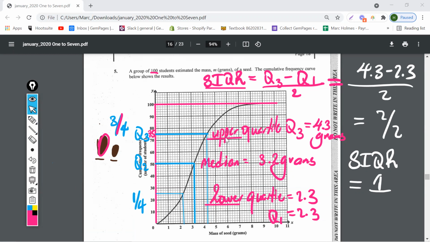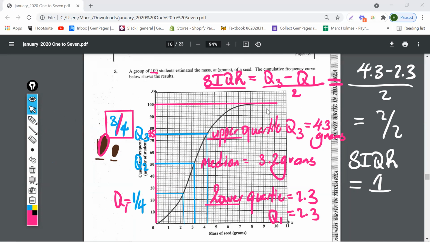Nathan, is it making more sense to you now? Yep. So basically Q3 is the 3/4 point, 3/4 of the amount, and Q2 is half the amount. Right. Q2, which is the median, is half the amount, and Q1 is the lower quartile, which is a quarter of the amount. Cool. And it's always that way, guys, for this cumulative frequency curve. Always.